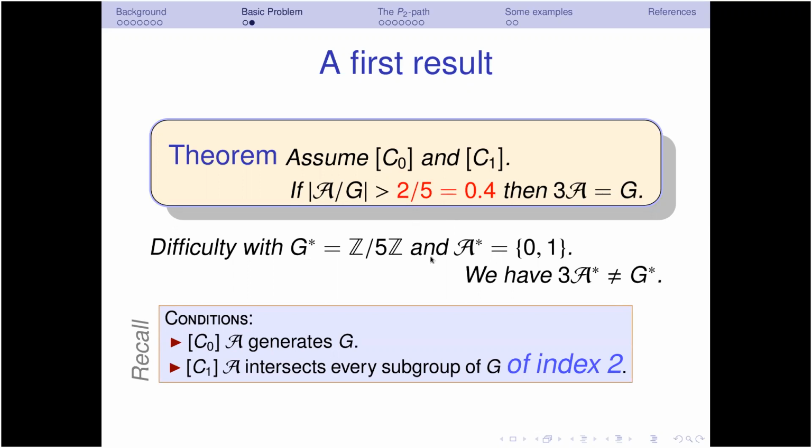But now, if you have the set A star, which is equal to {0, 1}, which is of cardinality 2, so the density is 2 by 5, yes, 3A star is not equal to G star, because it's 0, 1, 4, and 0, 1, 3, and 4 is missing. So we have to rule out this case. Okay, that was where we were, and so we wanted to do something better.